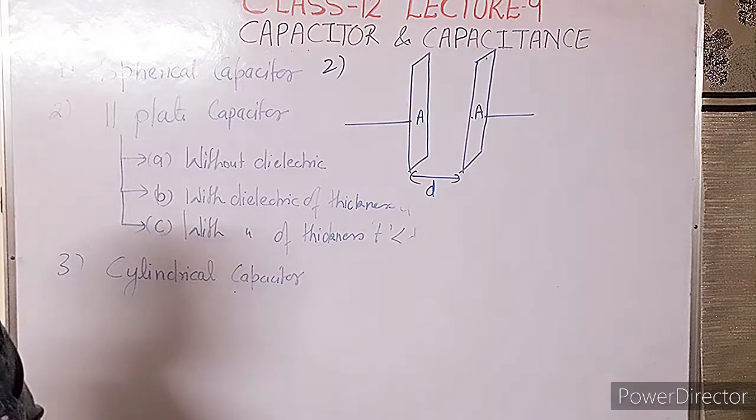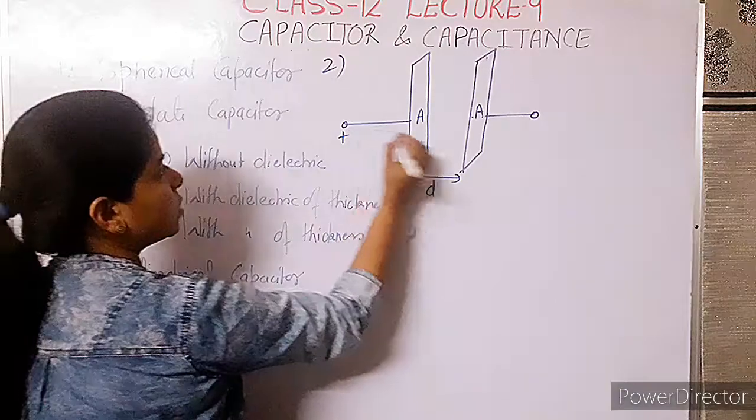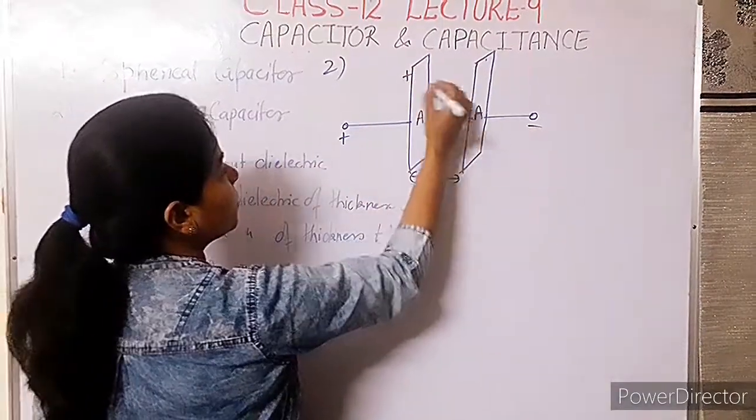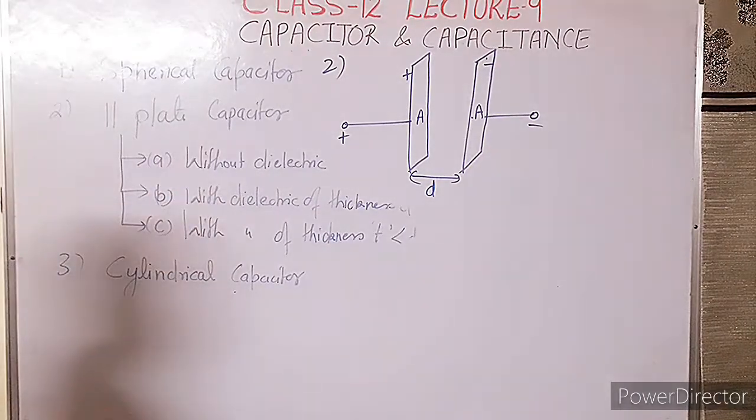Plate area, plate distance, and these are the terminal. Charges are represented by Q. This is positive terminal, negative terminal. So first plate is positive charge, second plate is negatively charged. Okay, this is parallel plate capacitor.